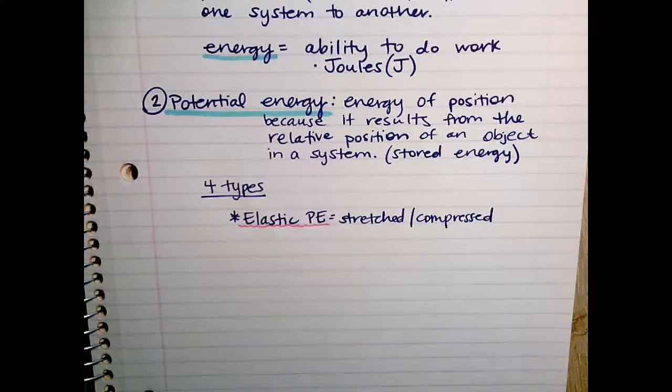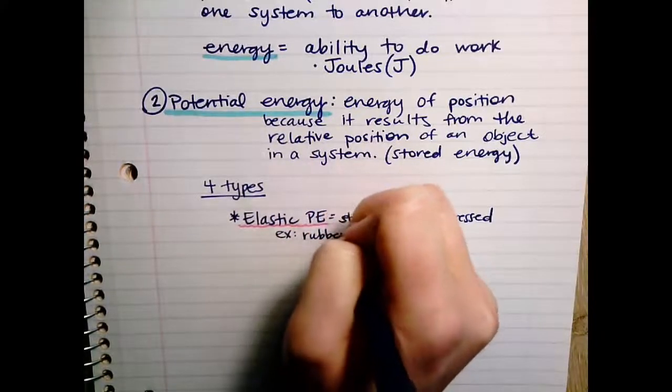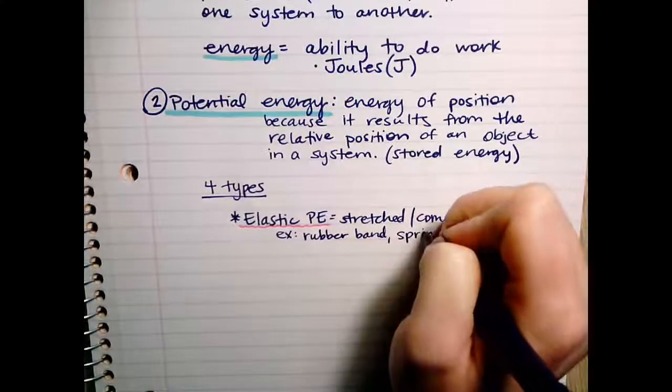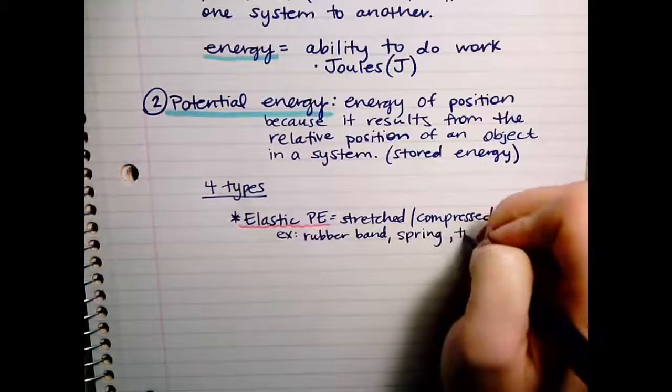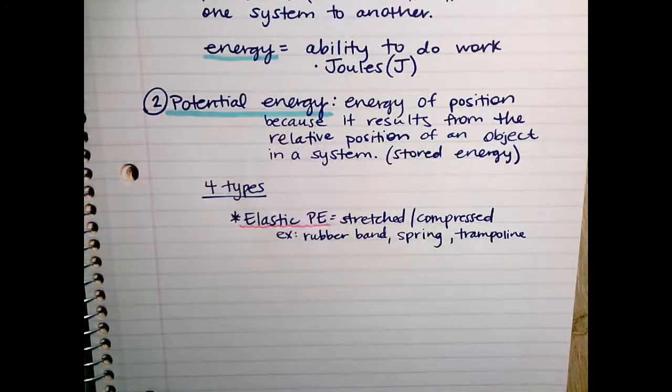So some examples would be a rubber band that is stretched, a spring, a trampoline. So anything that is able to be stretched or compressed has elastic potential energy. If you were going to use a bow and arrow, if you stretch back the bow, you're going to increase the elastic potential energy, whereas when it's completely still and not stretched out, it doesn't have elastic potential energy.